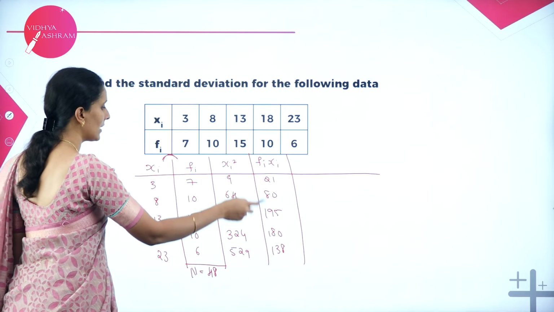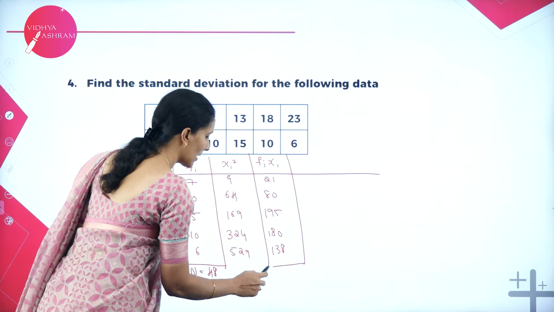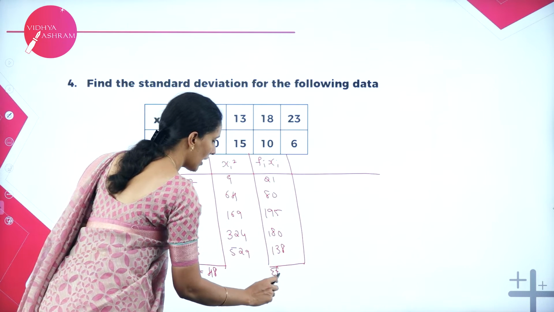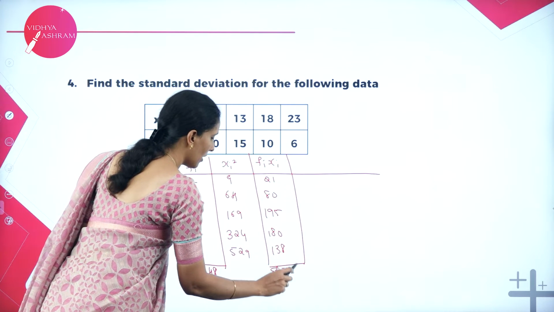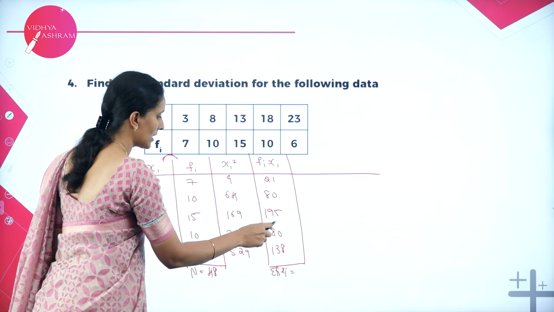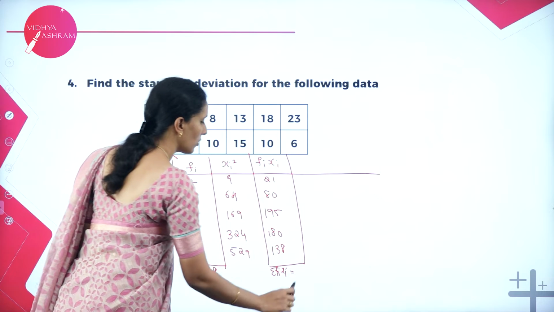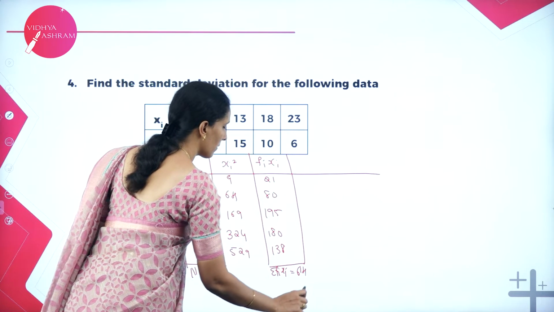So next I need the sum of this. So let's calculate. This is summation fi xi. The value here is 21 plus 80, 195, 180, 138. You will get it as 614.